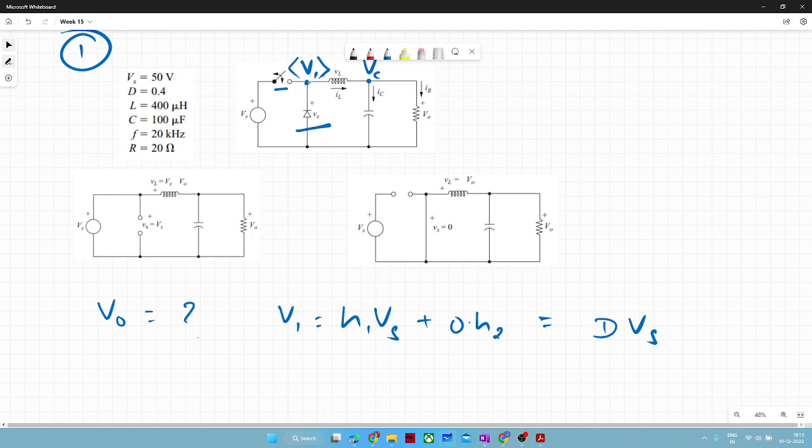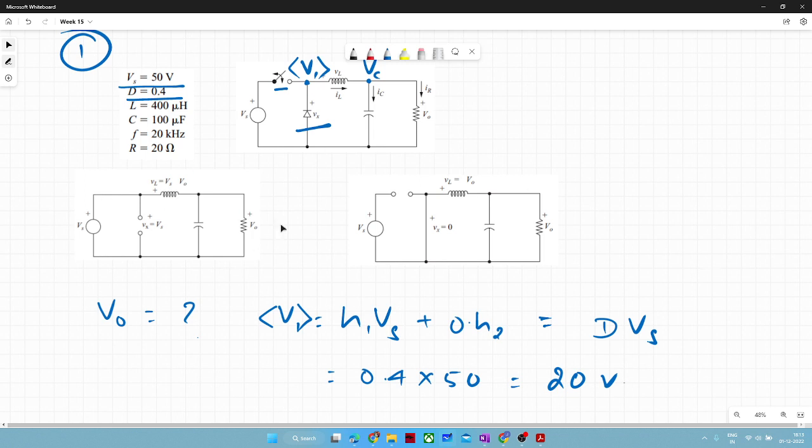So I can apply nodal or switching function approach at this node. Afterward, I will move ahead towards the point where we require the value. So that's why here V1 average we calculated easily as D Vs, and D is given in the problem and Vs is also given in the problem. So 0.4 into 50, that will be 20 volt. Okay, it was a very easy problem.